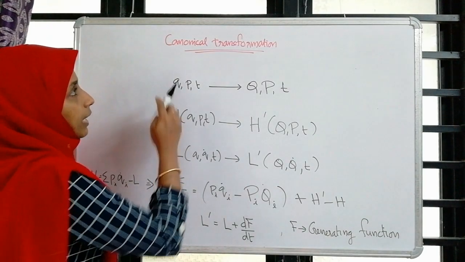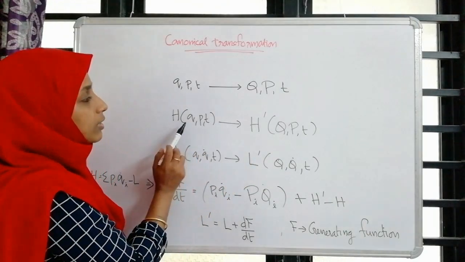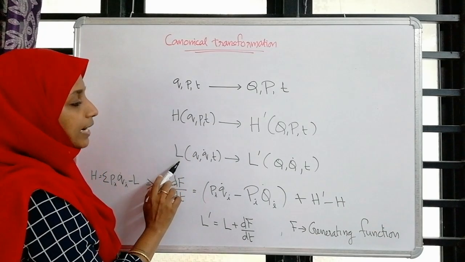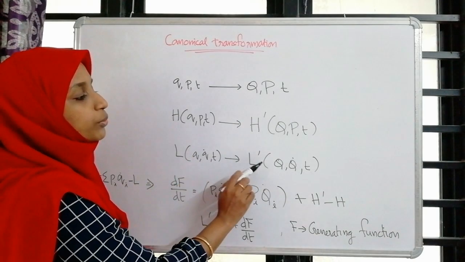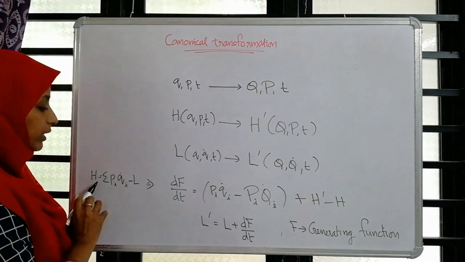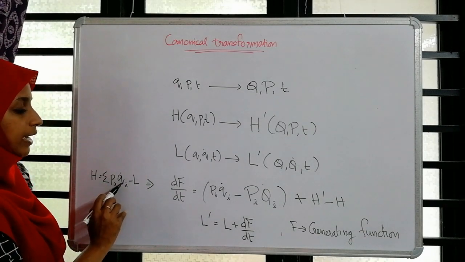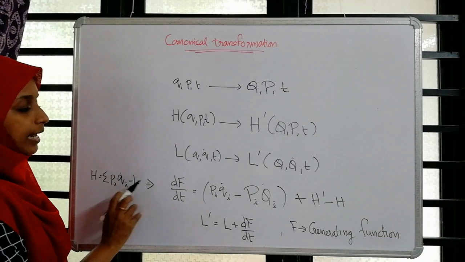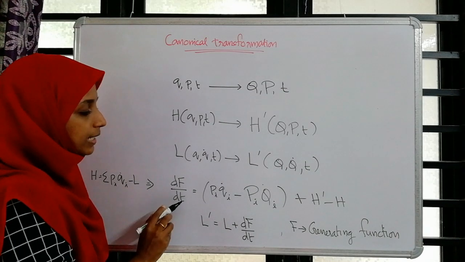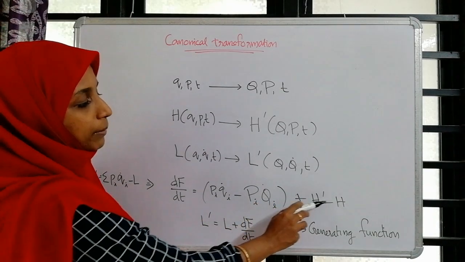Now we know, according to canonical transformation, the old Hamiltonian turns to the new Hamiltonian, and its coordinates q, p, t turn to capital Q, P, t. Similarly, the old Lagrangian turns to the new Lagrangian L prime. Also we know the Hamiltonian and Lagrangian are related by the equation H is equal to summation p_i q_i dot minus L. From this, according to canonical transformation, I am going to write dF by dt is equal to p_i q_i dot minus P_i Q_i dot plus H prime minus H.